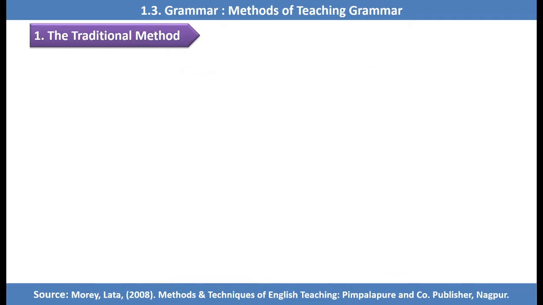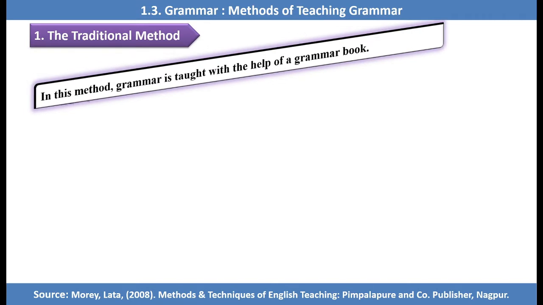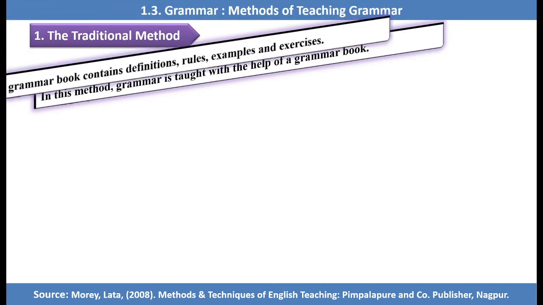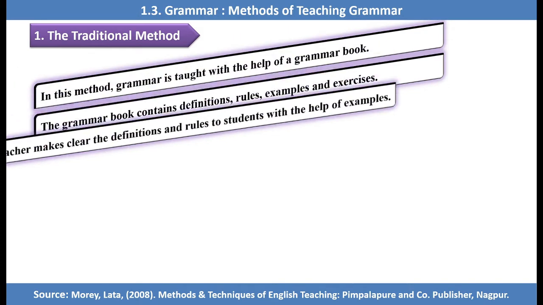The first one is the traditional method. The traditional method is a very important one. In this method, grammar is taught with the help of a grammar book. So we have a grammar book, and with the help of it we learn. The grammar book contains definitions, rules, examples, and some exercises. So to learn it, all these are important.